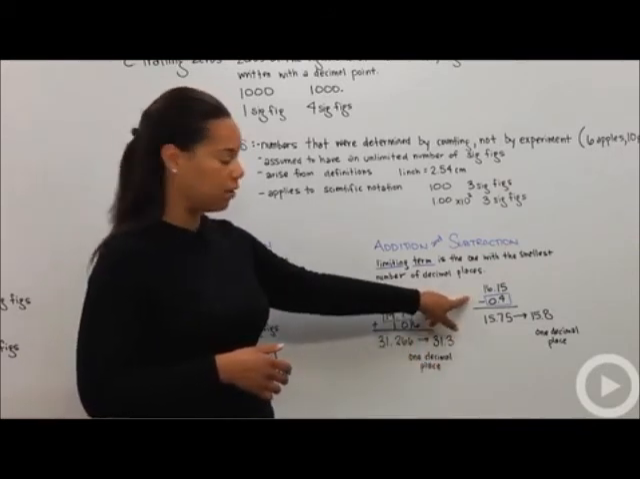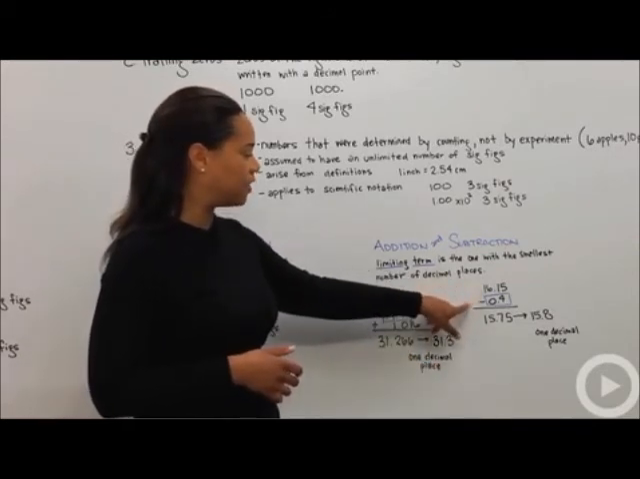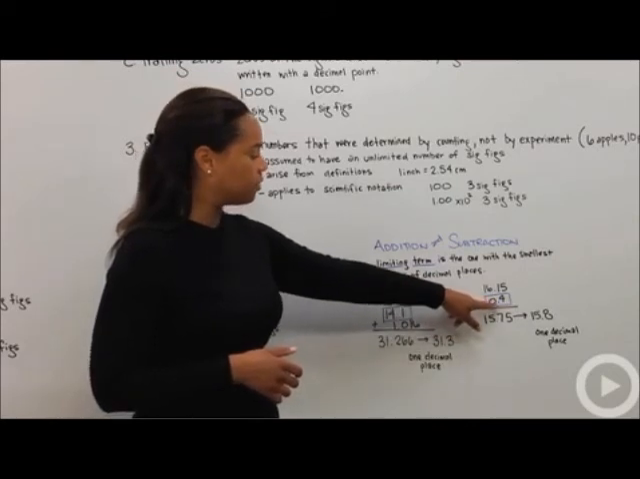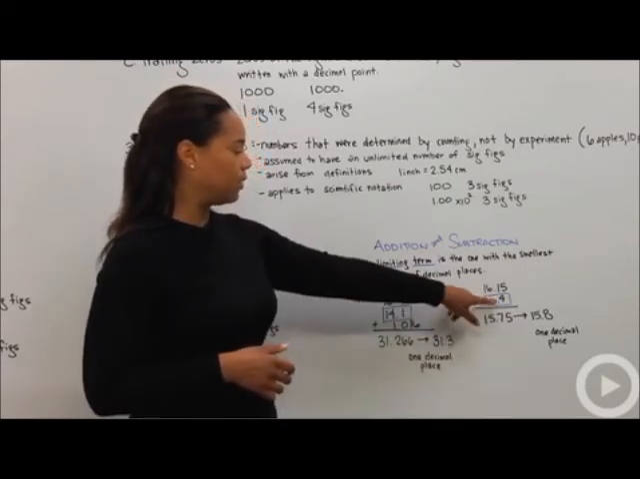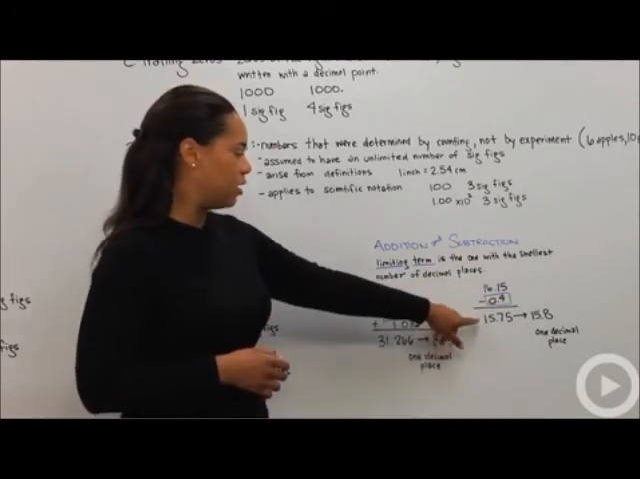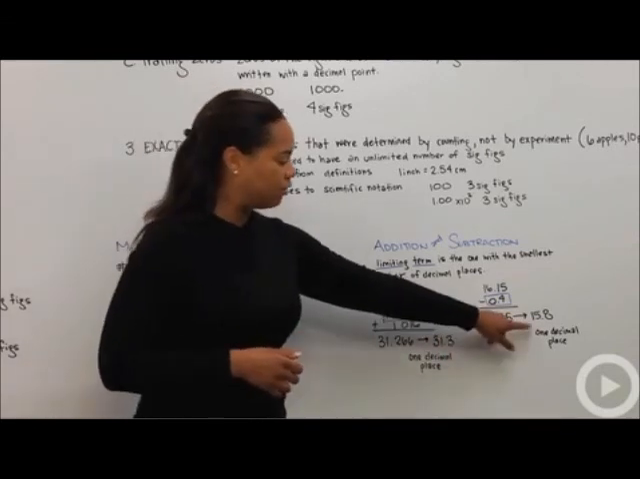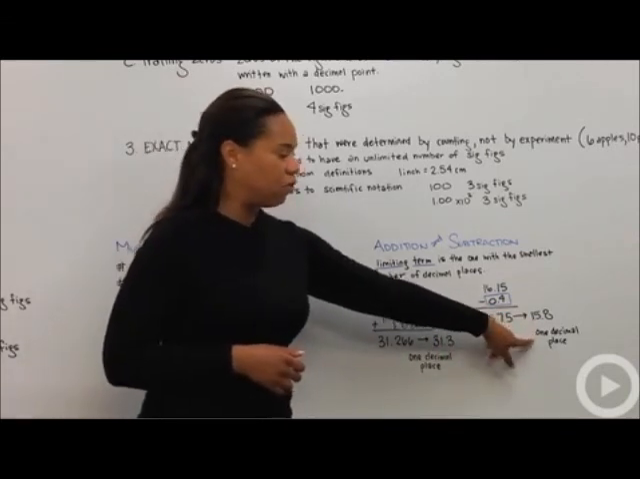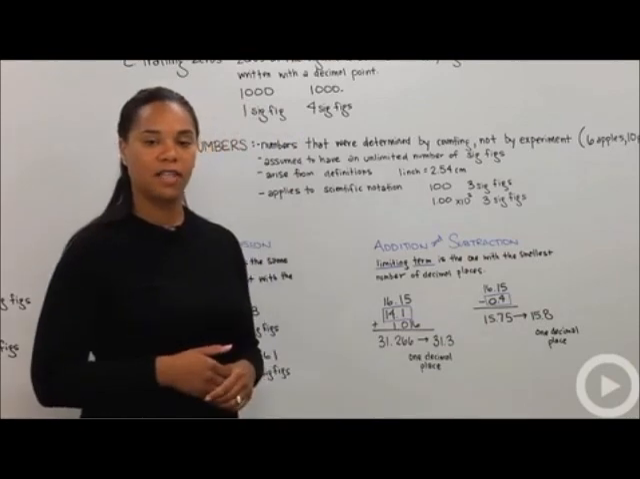Same thing for subtraction. If I had 16.15 and I'm subtracting 0.4, my limiting term is going to be 0.4. Again, I'm limited to one decimal place in my answer. So my answer on the calculator would be 15.75, which I would round to 15.8, having one decimal place. And that's significant figures.